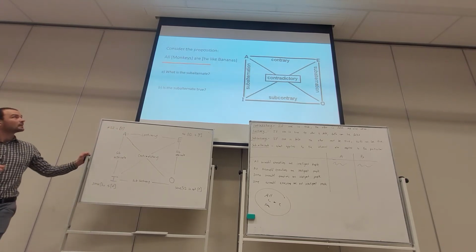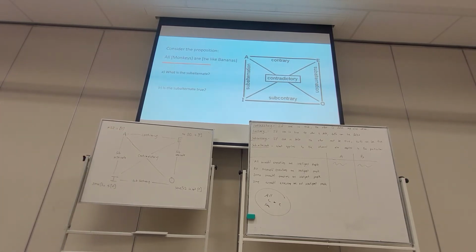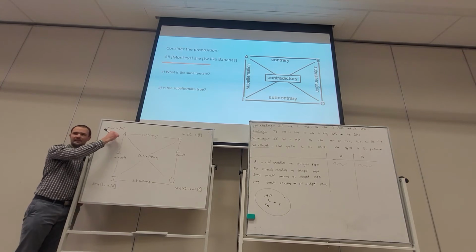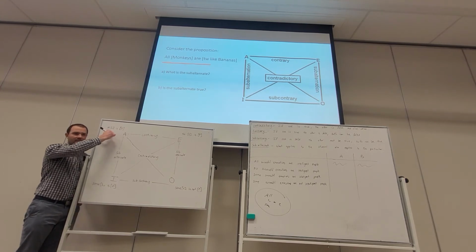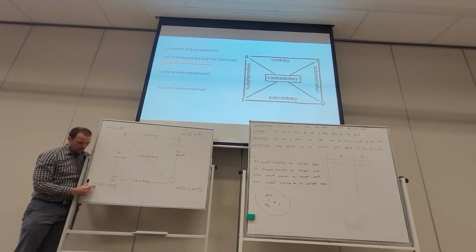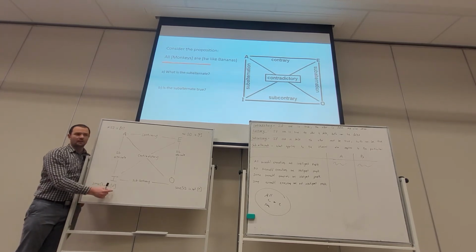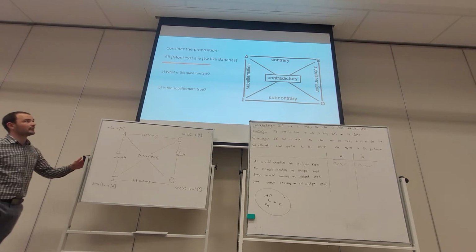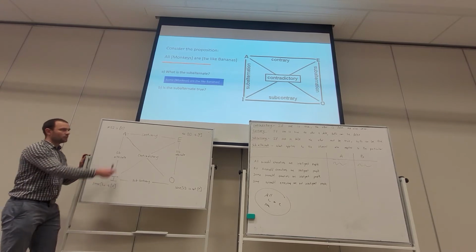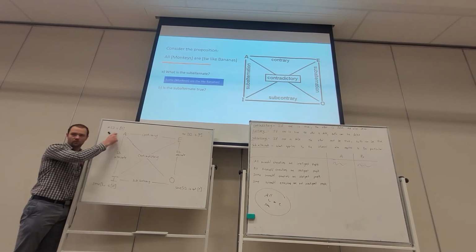Next one. We have the proposition, all monkeys are that which like bananas. So this is an A proposition. And so what is the subalternate? That's going to be the I proposition: some monkeys are that which like bananas. Let's bring that up. That's the subalternate. Is the subalternate true? Yes, the subalternate is true if A is true.